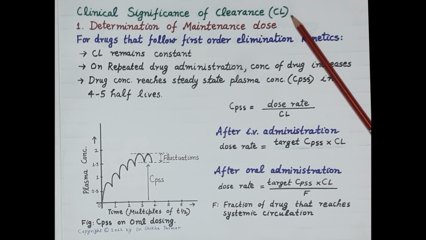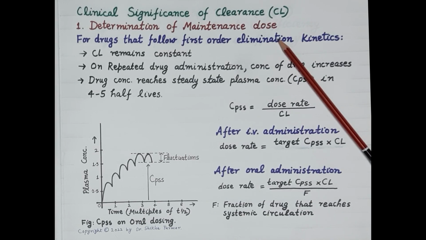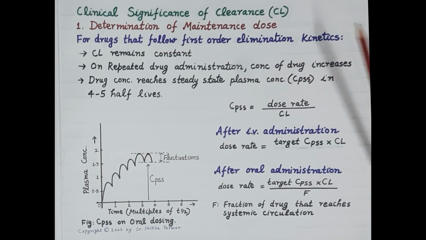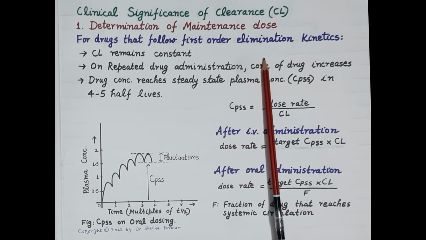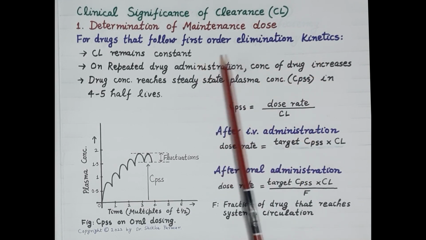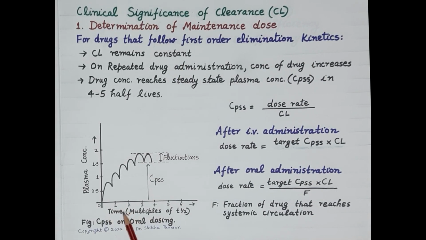Now, let's understand the clinical significance of the knowledge of clearance. Knowledge of clearance is essential to determine and thus to calculate the maintenance dose of a drug. The maintenance dose of a drug depends upon the steady state plasma concentration of the drug. The majority of drugs are eliminated by first order kinetics over the therapeutic range. So it is very important to remember that for drugs that follow first order elimination kinetics, the clearance remains constant.